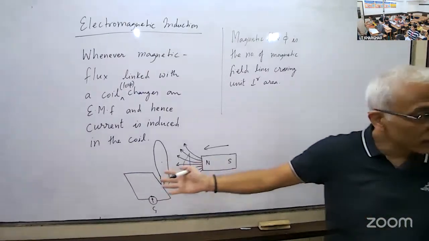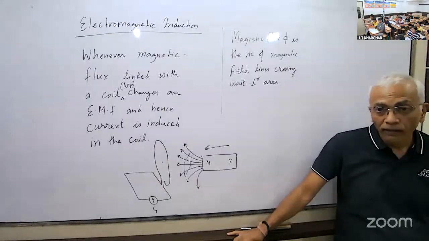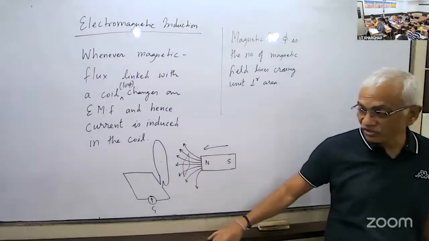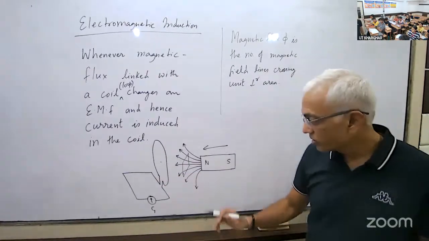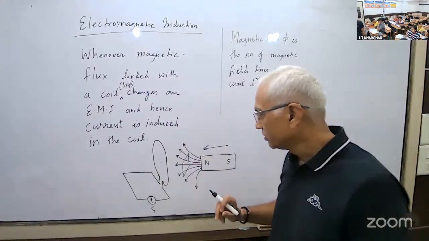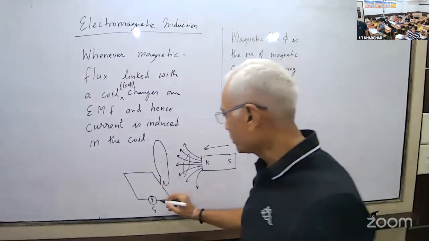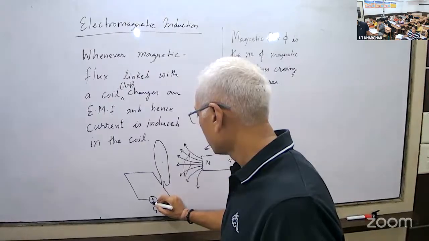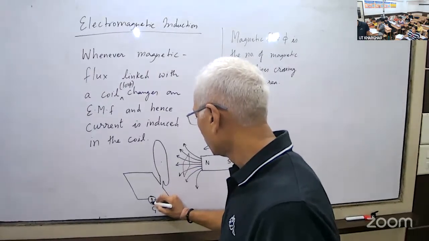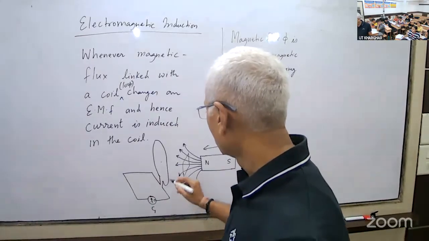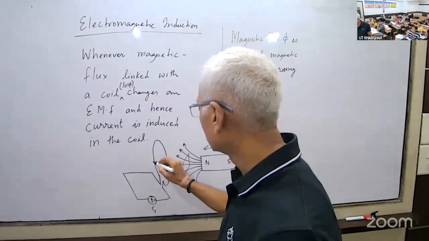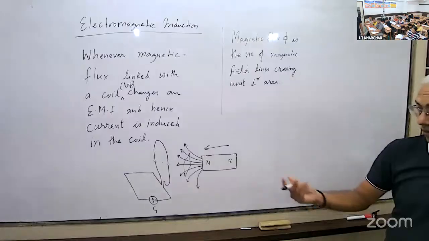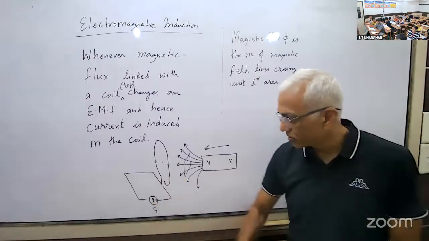So how to detect the direction of induced current? That should be the question. Like current is generated, but in which direction? So what we observe is when the magnet is brought closer, the deflection is in this direction, towards right. Understood? And when the magnet is moved back, the deflection is on the opposite side.